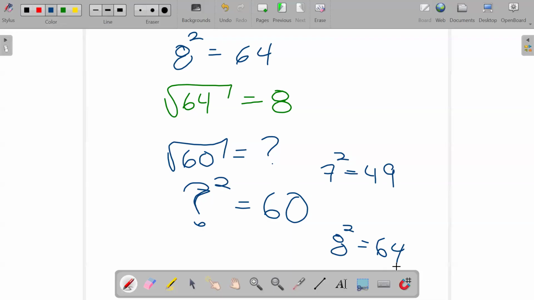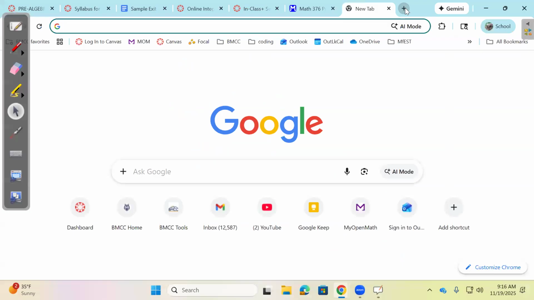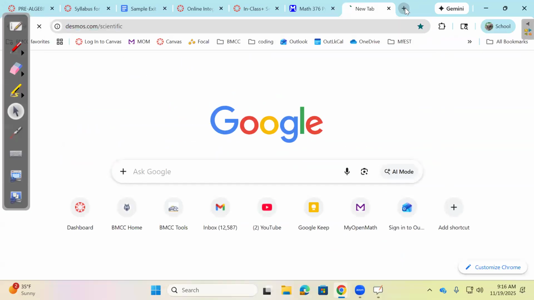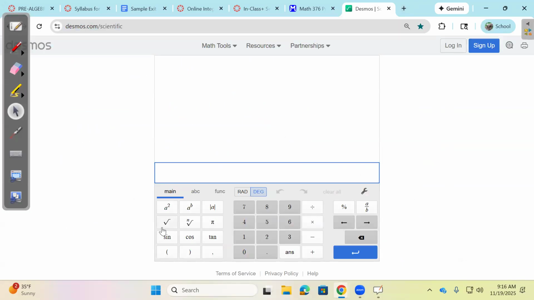So I'm going to go whip out my calculator. If you haven't got one out yet, please get out a calculator. I'm going to use my Desmos calculator. And there is a square root button on most scientific calculators these days. So I click that first, and then I say I want the square root of 60. And the calculator says it's 7.749, blah, blah, blah. It goes on for a ways.